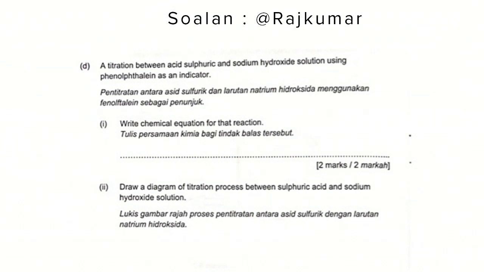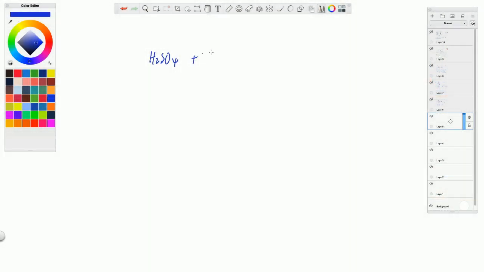A titration between sulfuric acid and sodium hydroxide solution using phenolphthalein as an indicator. Write a chemical equation for that reaction. Okay, when they say indicator, your indicator doesn't have to be part of the equation. It looks like they're asking you to write with the indicator, but you don't need to. So, sulfuric acid and sodium hydroxide. So you get sodium sulfate and water.